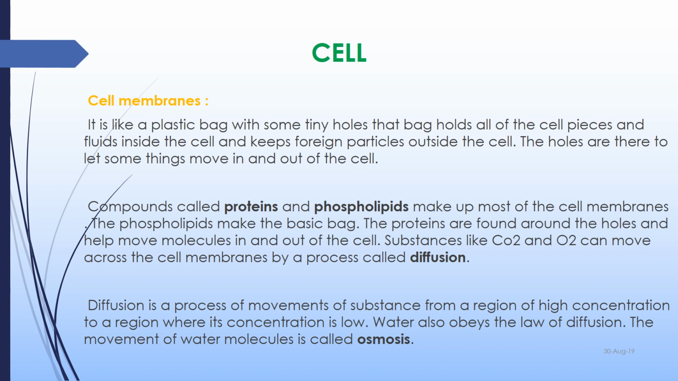Substances like CO2 and O2 can move across the cell membranes by a process called diffusion. Diffusion is the movement of a substance from a region of high concentration to a region where its concentration is low. Water also obeys the law of diffusion. The movement of water molecules is called osmosis.